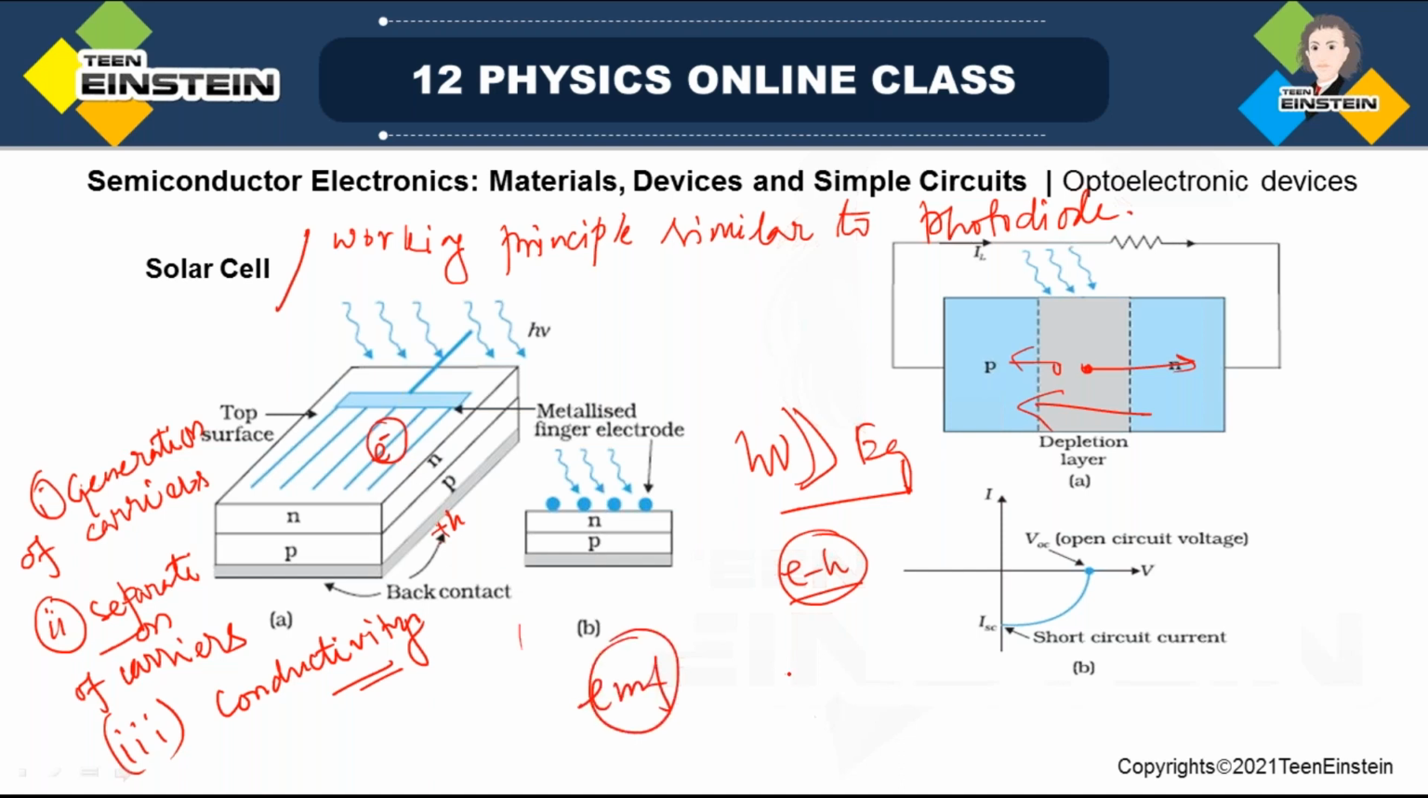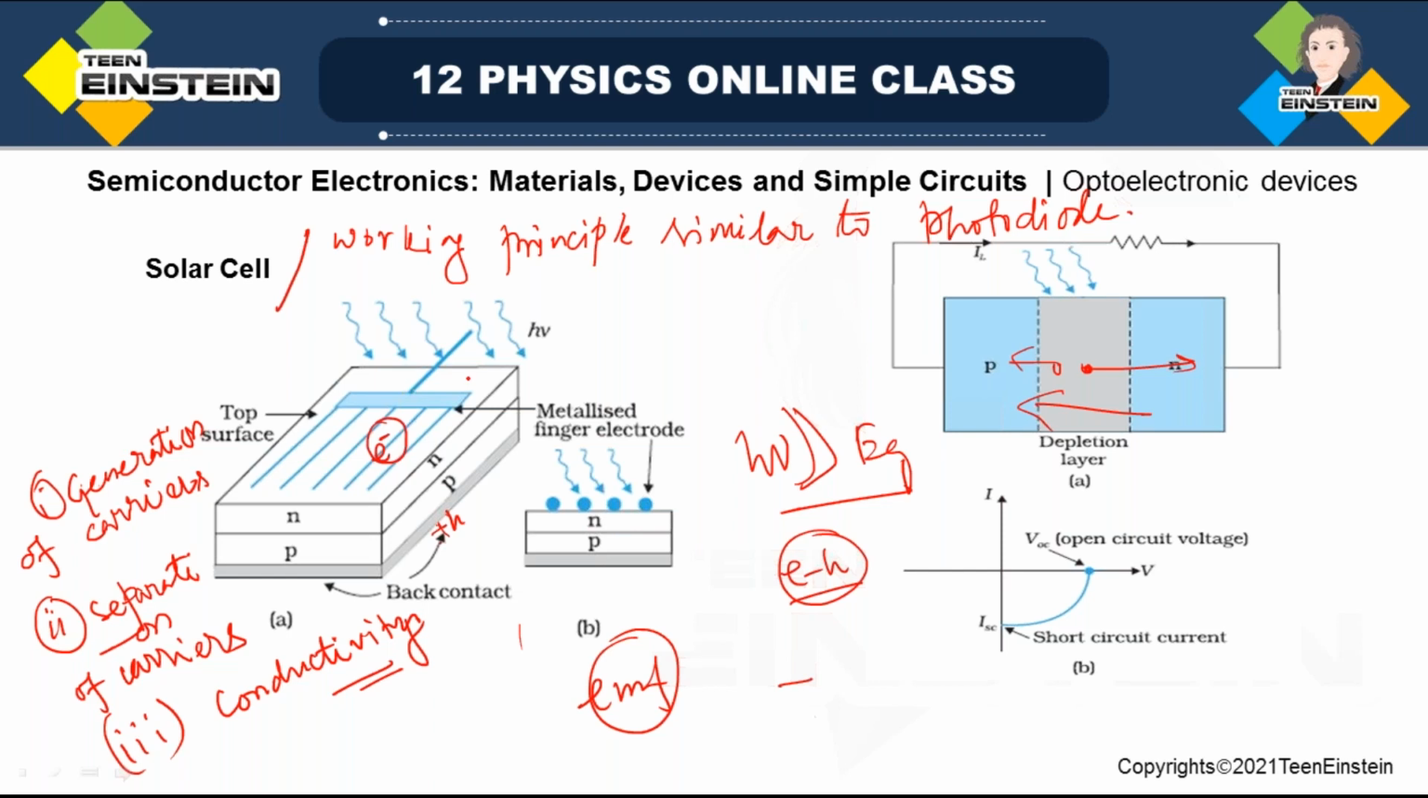And this EMF, like, see, a simple battery has a certain EMF. And now if we use this cell and connect it to an external circuit, then we will get electricity, okay. I hope you have understood.